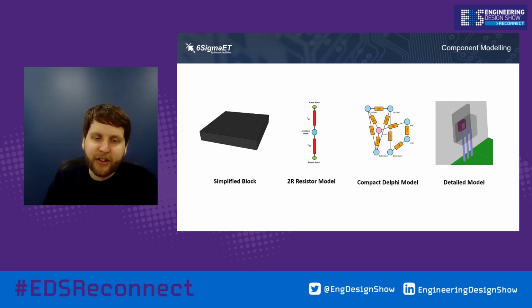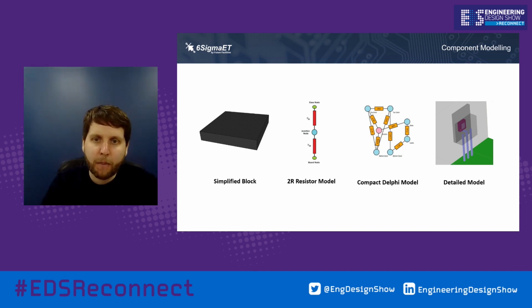So we have 4 different ways of modeling components in Six Sigma ET. One is the simplified block, which we use if there's no other information available, and it's just a very, very rough approximation of an electronic component and the heat transfer away from it. And the other model of components we use is called 2R, where you specify the thermal resistance between the junction of the component and the board, and also between the junction of the component and the top of the component. You can typically find 2R resistor model data on data sheets, but it isn't the most detailed or accurate method of modeling components.